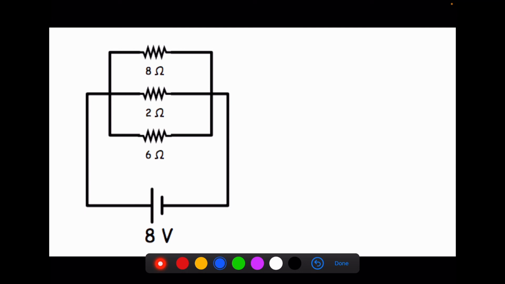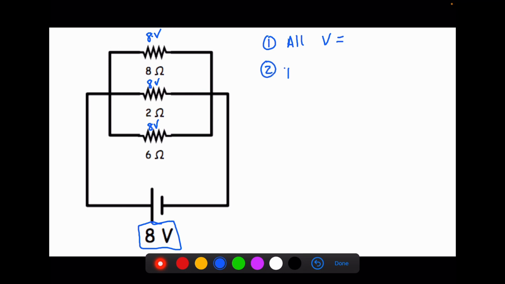Okay, so what are the steps to doing a parallel circuit? In a parallel circuit, since each path is independent, each path gets the full voltage of the battery. So if the electrons gain 8 joules worth of energy in the battery, they're going to lose 8 joules per coulomb in each of the individual paths. Each path is like it's connected directly to the battery. So step 1, all voltages are the same.